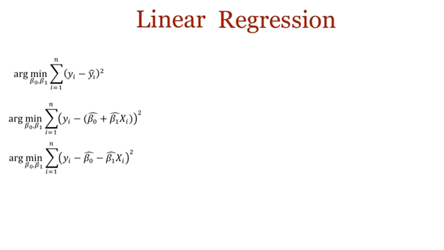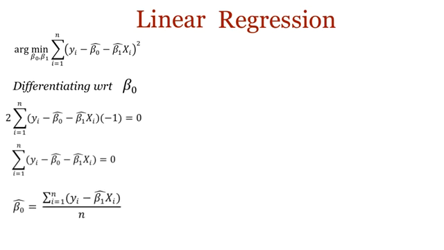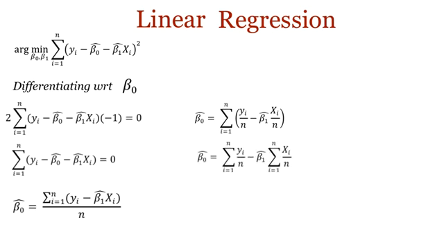Differentiating with respect to beta 0, we use simple differentiation rules. We then get rid of the 2. We then bring all the terms that are not beta 0 to the other side of the equal sign. And then we substitute the sum divided by the total samples n with their respective means. We get beta 0 hat is equal to y bar minus beta 1 hat x bar, where y bar and x bar are the sample means.